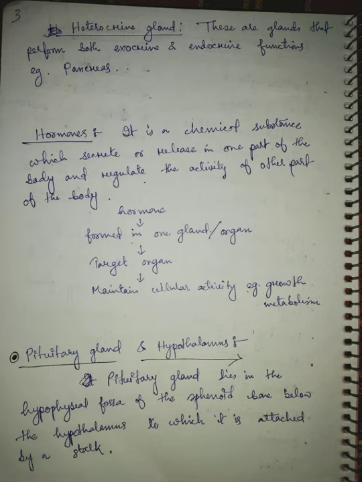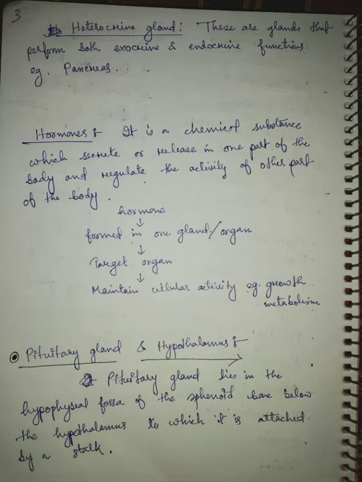Okay. So about the pituitary gland and hypothalamus, both work as a unit. Without the hypothalamus, the pituitary gland cannot function. So the hypothalamus is the boss. The hypothalamus gives the order, and according to that order, the pituitary gland works. So what is the pituitary gland? Its location is that it lies in the hypophyseal fossa of the sphenoid bone below the hypothalamus, to which it is attached by a stalk.